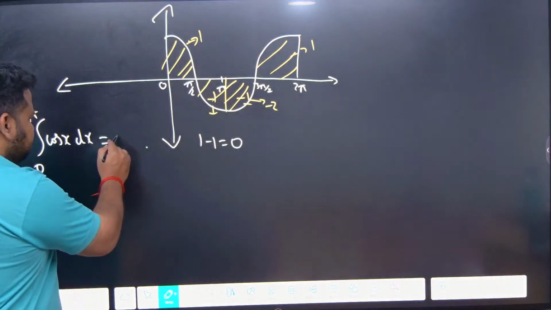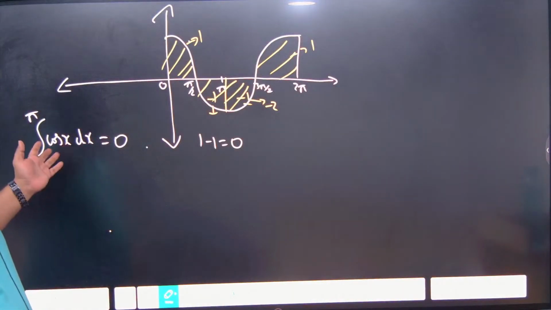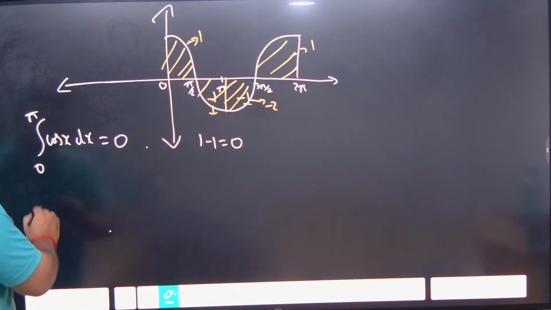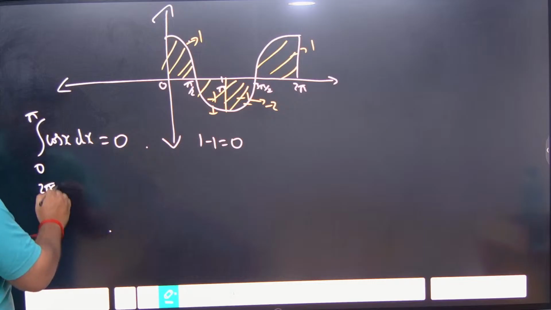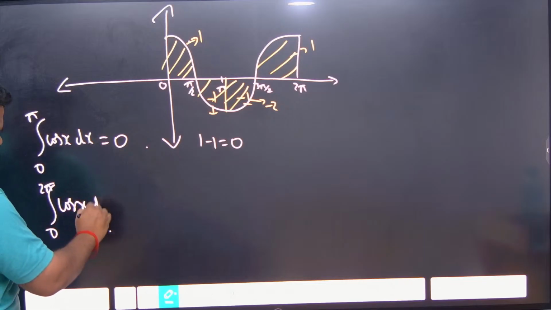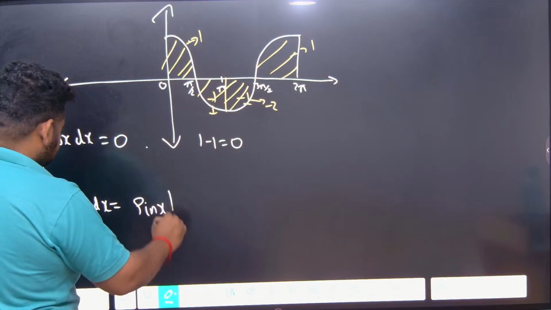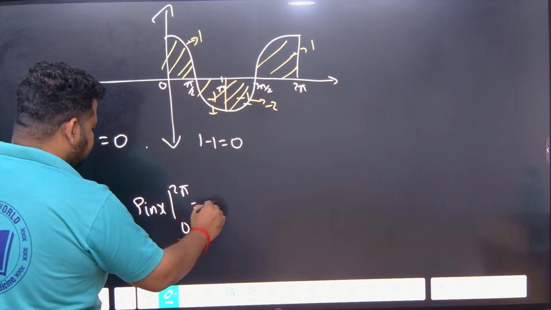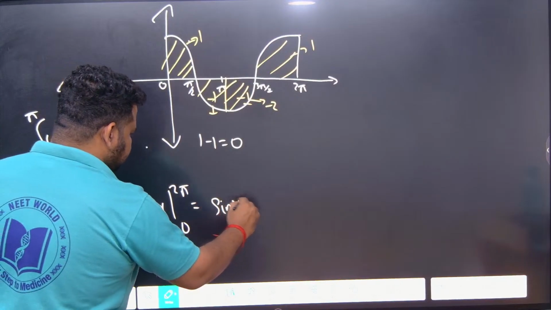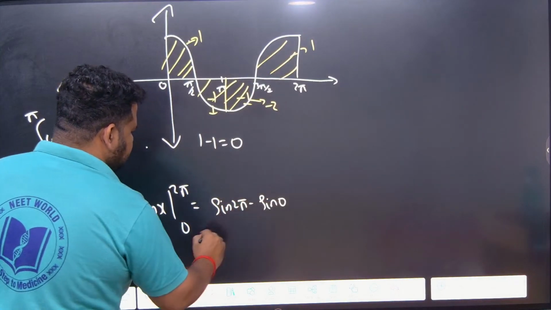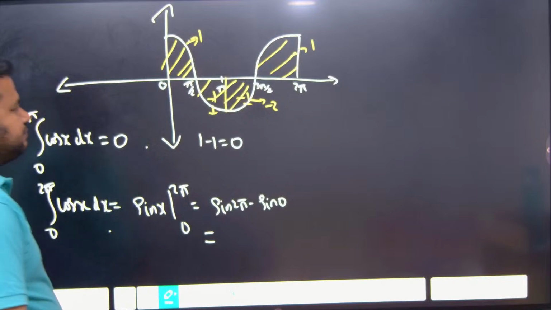So see here, the integral from 0 to pi of cos x dx will be equal to 0. I have already done the integration. Now if I do 0 to 2 pi of cos x dx, the integral of cos x is sin x from 0 to 2 pi. So this will become sin 2 pi minus sin 0. Again this value will become equal to 0.